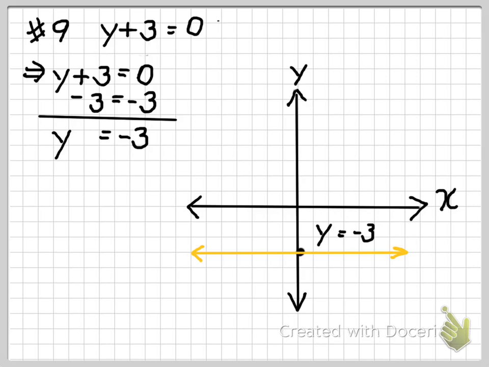So you see, whenever we have a y equals equation, a y equals some constant, we have a horizontal line. When we had an x equals some constant line, we had a vertical line. Now this y equals some constant is a horizontal line.